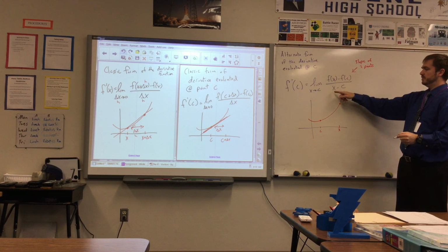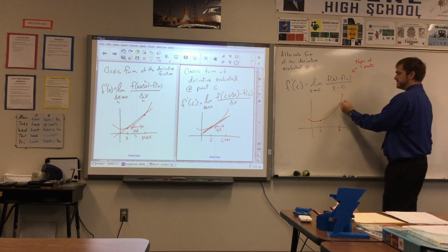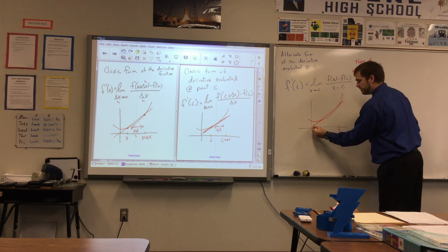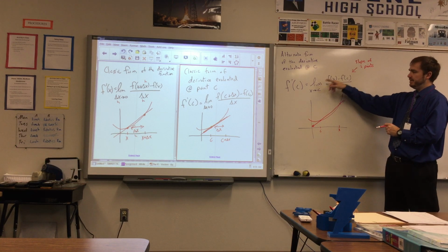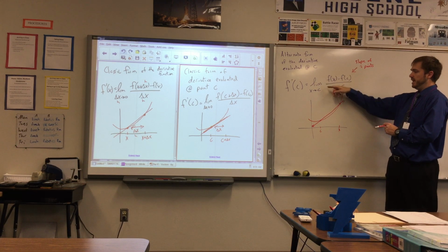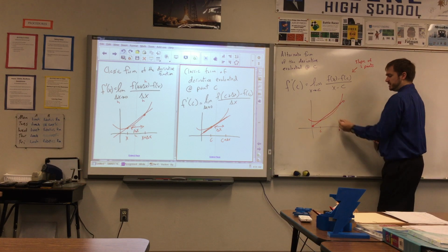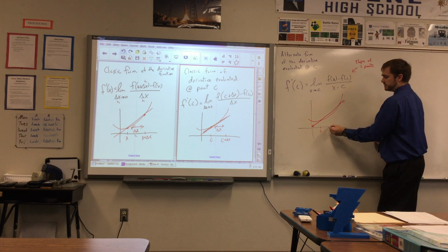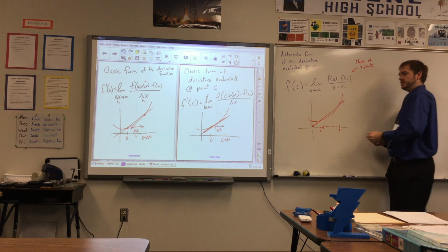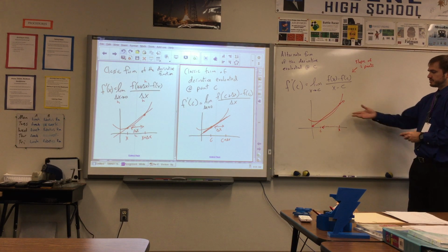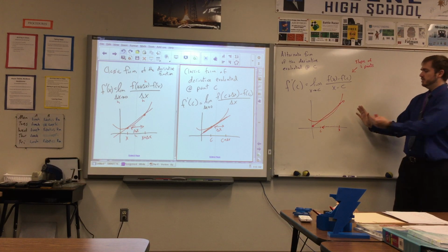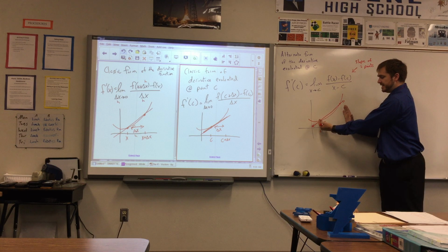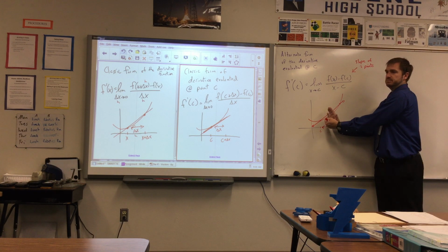y2 minus y1 over x2 minus x1. And that's exactly what this is. It's literally just saying what's going to happen to the slope as x approaches C. So as x gets closer and closer to C, it's really just another way of saying what would happen as that delta between them, the delta x, approaches 0.